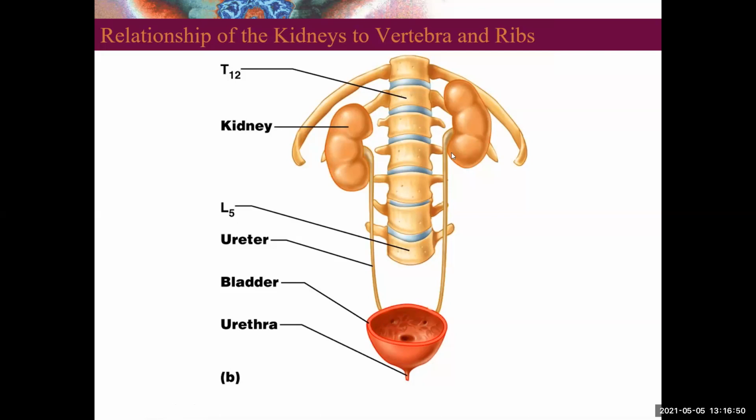And if you draw the line here, if you take these 2 lines and then you draw here, this makes a triangle. Yes, this area of triangle is called, anybody? This is called trigone of the bladder. Trigone, trigone of the bladder.